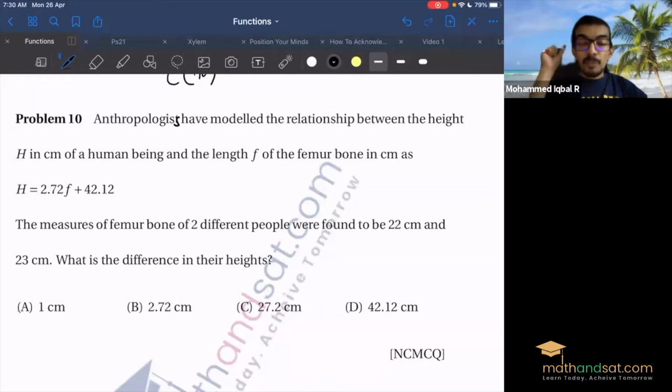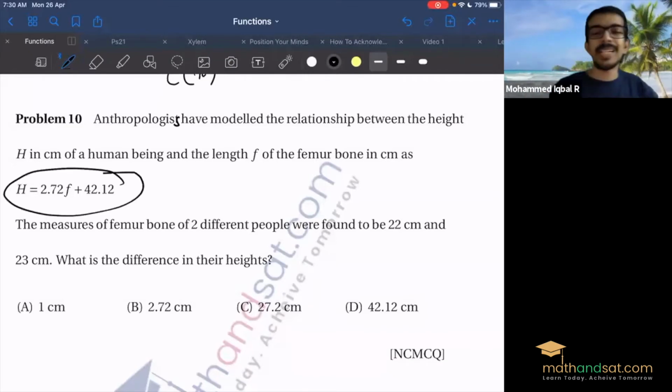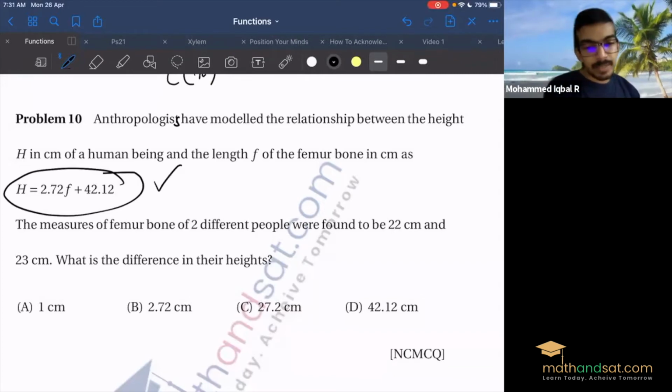So we don't have to worry about how people came up with this relationship. That's insignificant. That should not distract you during the exam or when you're solving this question. This is usually modeled using statistics. You take a lot of data and then you derive such expressions. That is none of our concern for the time being.